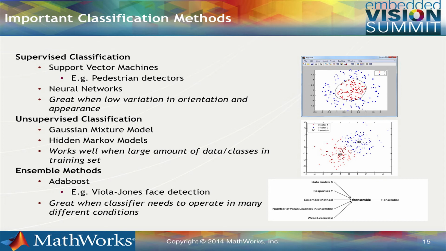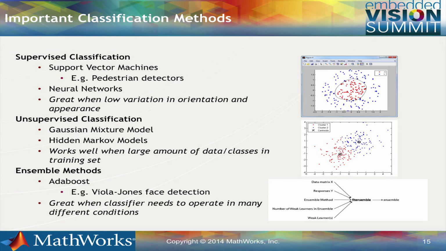The first method is supervised classification, or discriminative classification. An example would be a support vector machine, which is used in the standard pedestrian detectors that are available, or a neural net. A supervised classification method uses a labeled set of data. As I mentioned in the label and normalize step, you take the images, you crop out the object, and you give it a label. So you say it's a person, or a car, or a stop sign. And this supervised classification is fantastic, especially when you have low variation in orientation and appearance, and you're able to create that labeled training set.